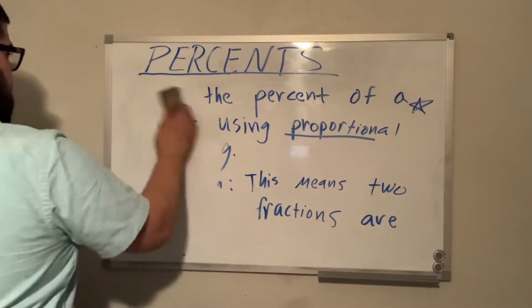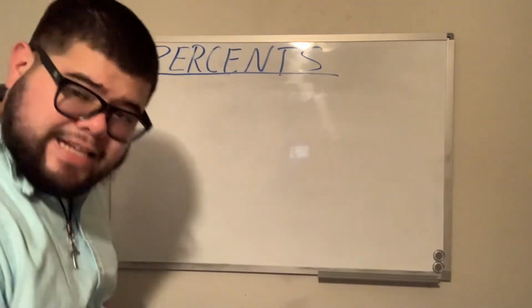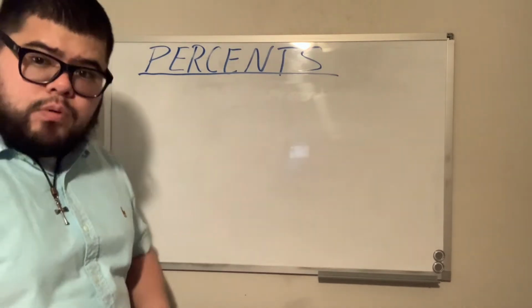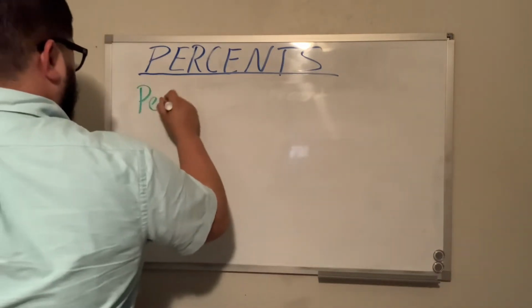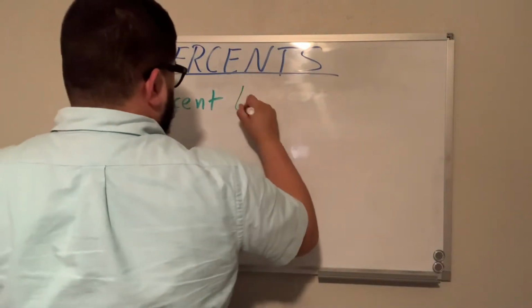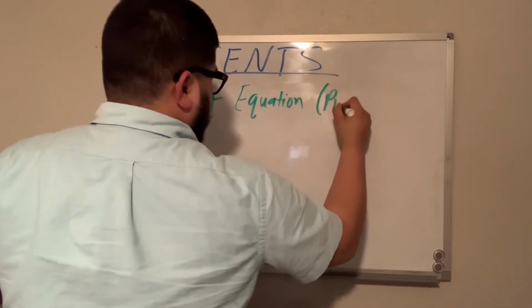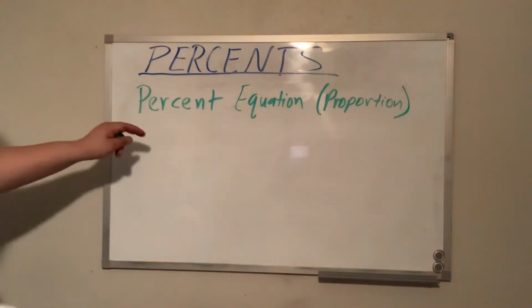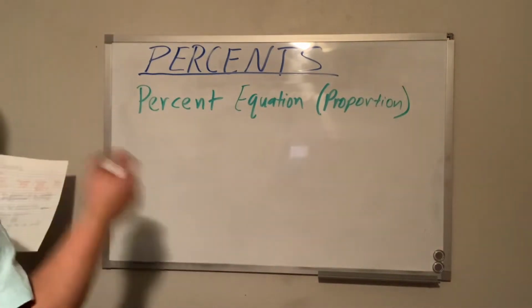The next thing we're going to talk about is the percent equation. It is also known as the percent proportion. Okay, let's go ahead and write that down. So, percent equation, also known as the percent proportion. Okay, so it's called the percent equation, also can be called the percent proportion. And what it is is this right here.